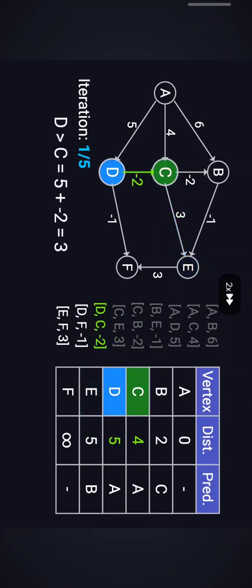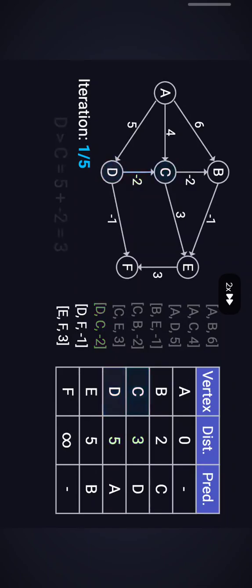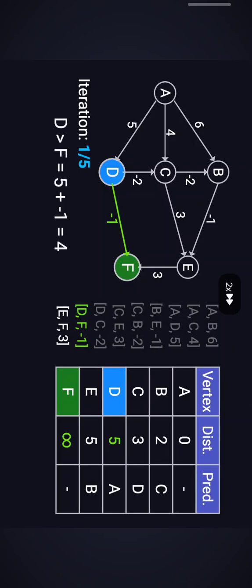Next, we check the edge from D to C, which has a weight of -2. Since D's shortest distance is 5, 5 plus -2 equals 3, which is smaller than C's current distance, 4, so we update C's shortest distance to 3 and set D as its predecessor. Then we check the edge from D to F, which has a weight of -1. Since D's shortest distance is 5, 5 plus -1 equals 4, which is smaller than F's initial distance, infinity, so we update F's shortest distance to 4 and set D as its predecessor.